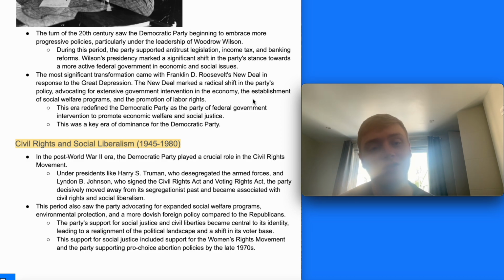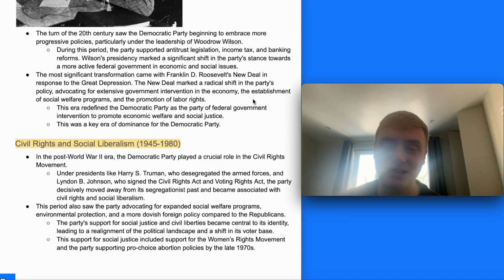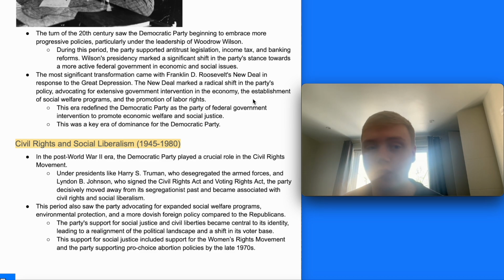The most significant transformation came with FDR's New Deal in response to the Great Depression. The New Deal marked a radical shift in the party's policy, advocating for extensive government intervention in the economy, the establishment of social welfare programs, and the protection of labor rights across the US. This era redefined the Democratic Party as the party of federal government intervention to promote economic welfare and social justice across society, and it was a key era of dominance for the Democratic Party, particularly in the presidency and in Congress.